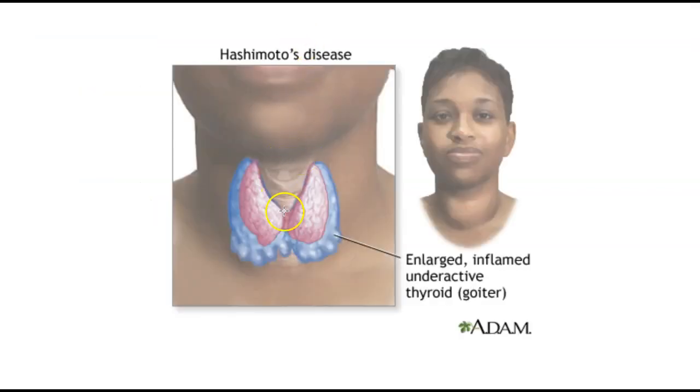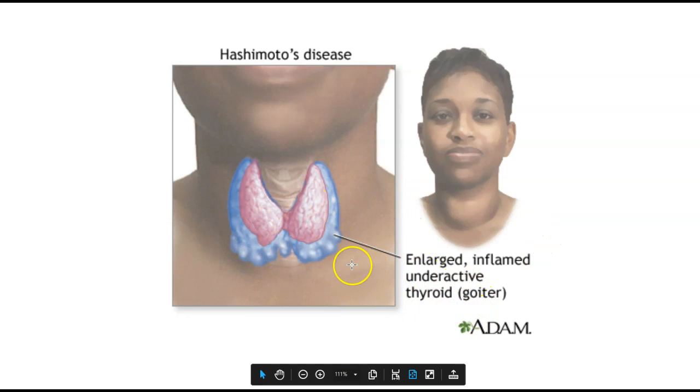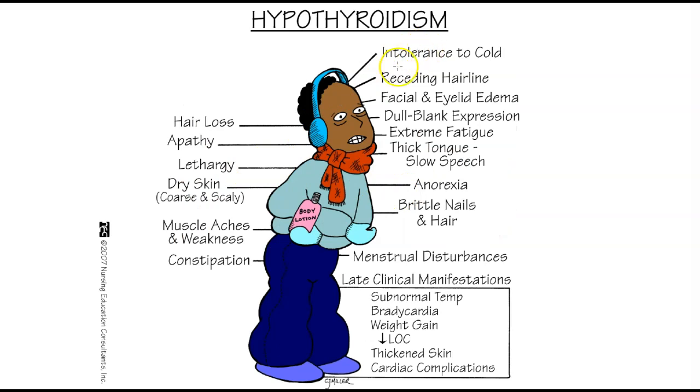So as you can see here, this is the thyroid gland, and in Hashimoto's disease, the thyroid is enlarged and it becomes inflamed and underactive. So it doesn't mean that it's larger, it's producing more hormones. Sometimes when it gets enlarged like that, the function decreases, it produces less hormones. And this is a person that has hypothyroidism.